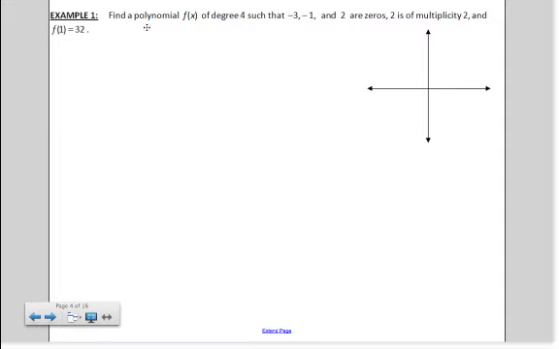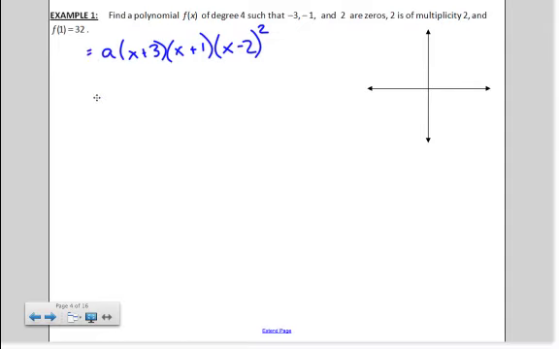So that means that x plus 3, x plus 1, and x minus 2 are factors. And it tells me that 2 is a multiplicity of 2, so that means that x minus 2 is squared. And there's just one other part of the problem that is a problem for us, and that is f of 1 is 32.